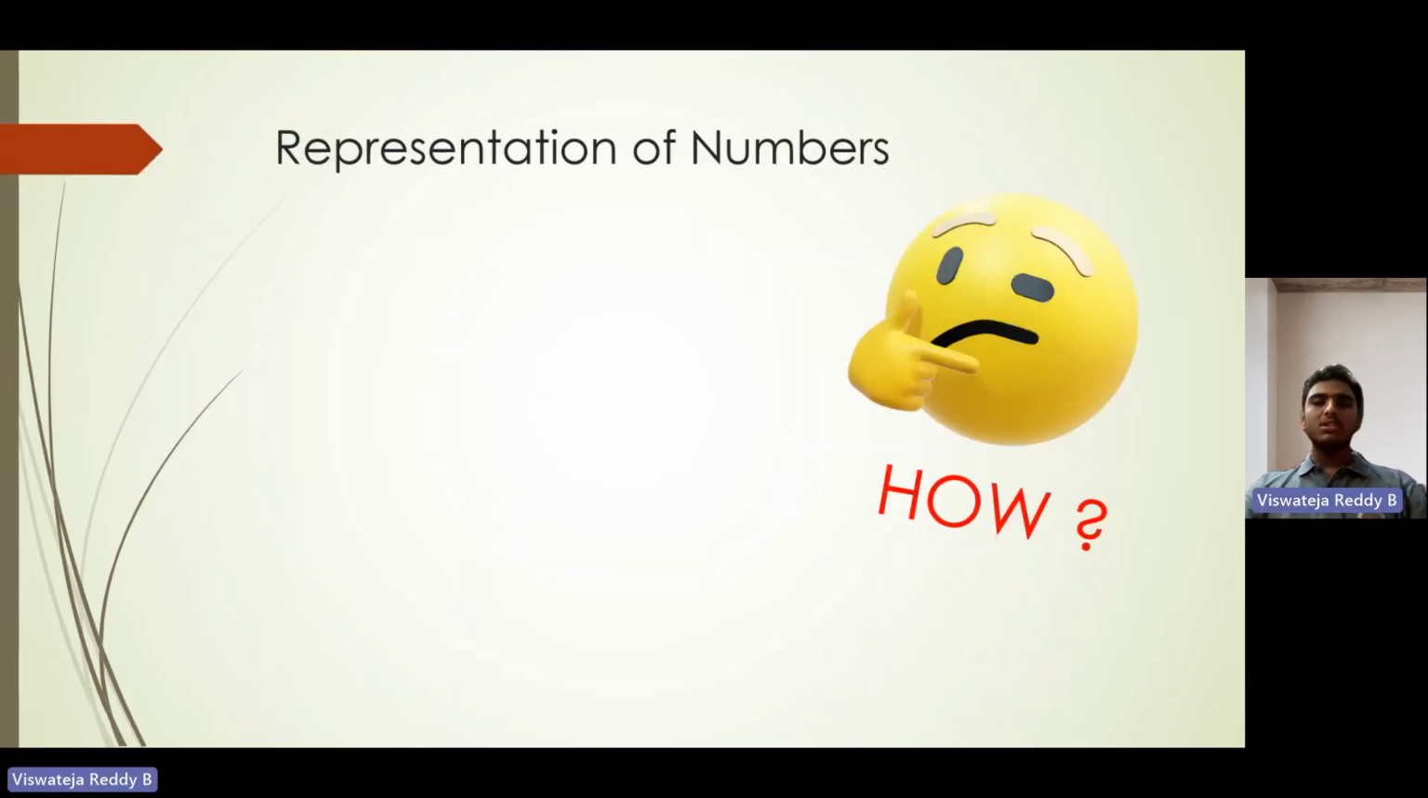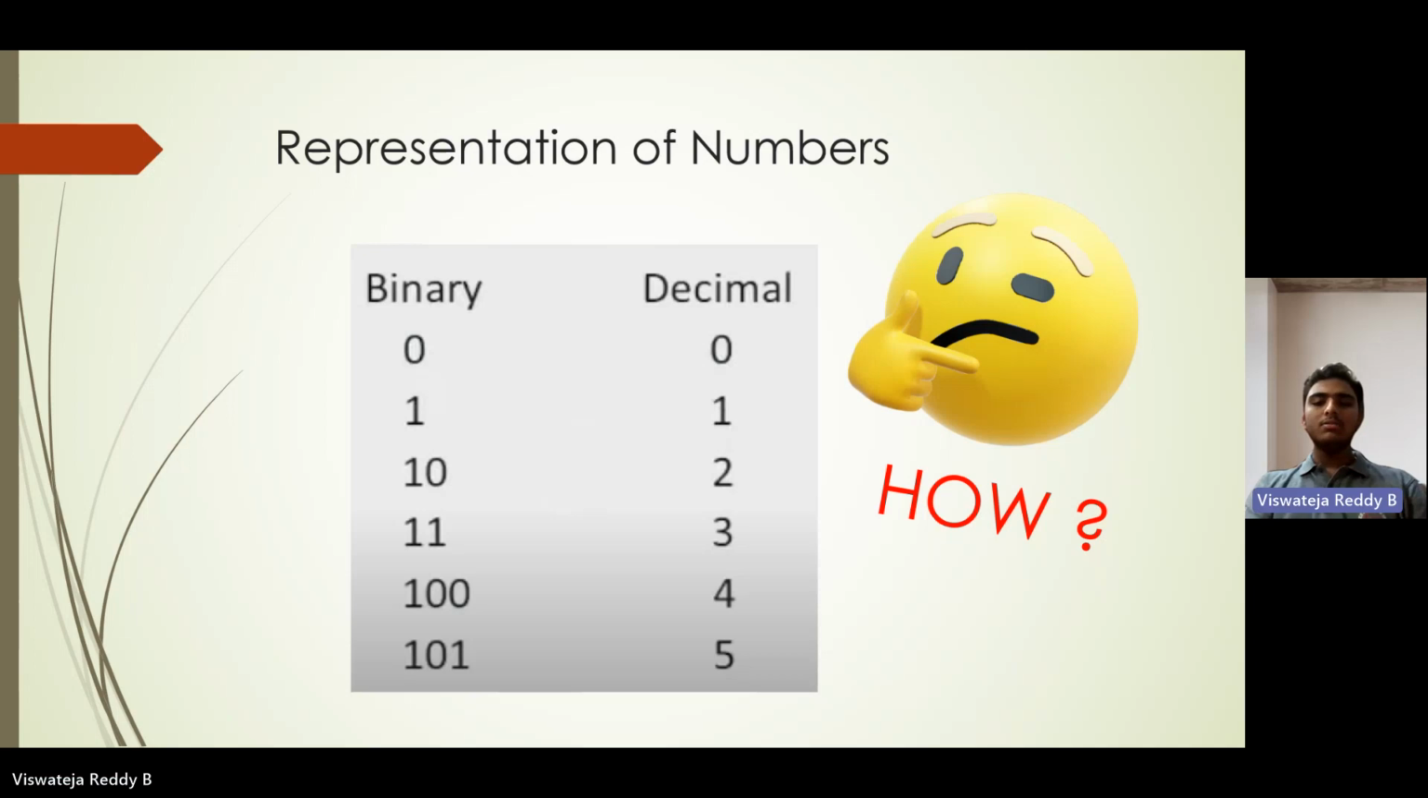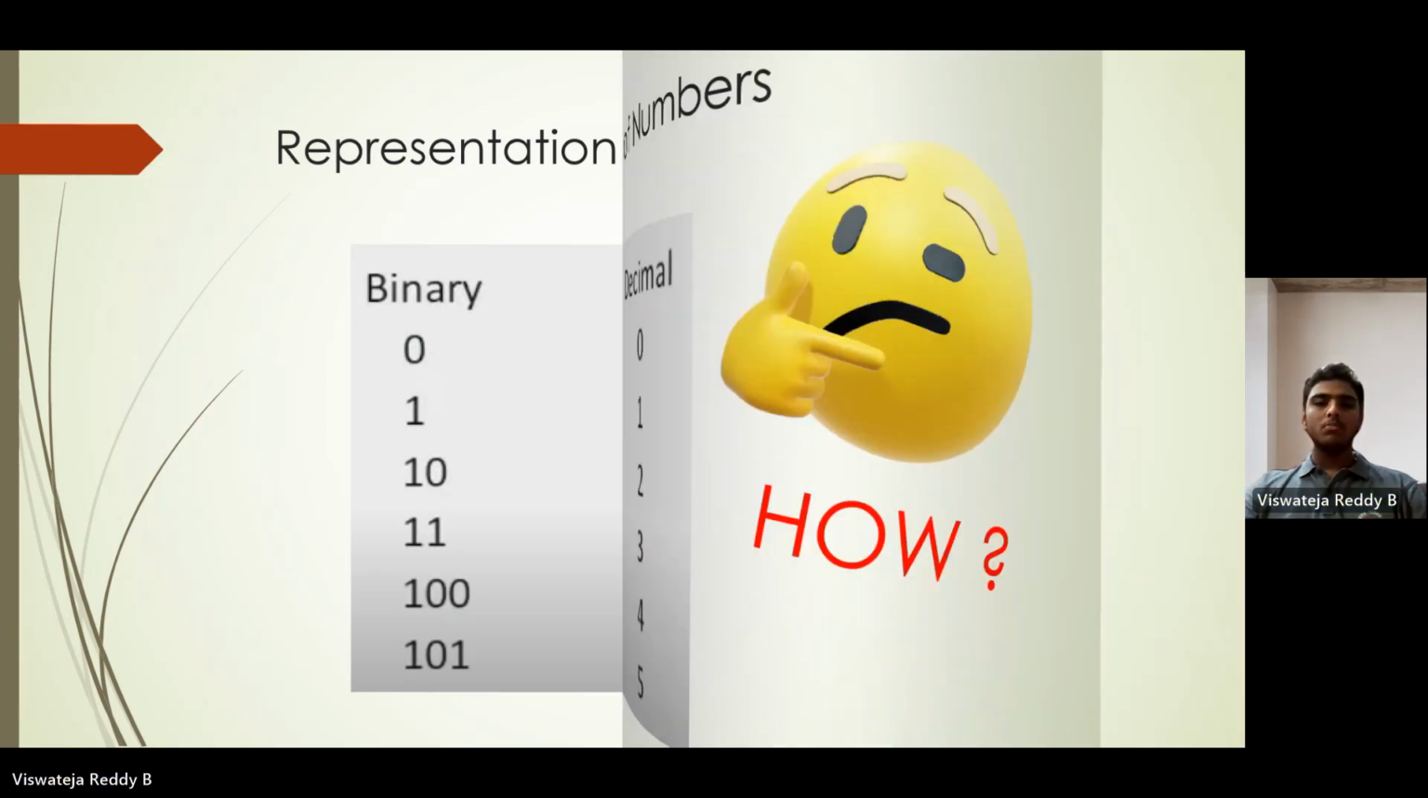Now let's see the representation of binary numbers. Decimal numbers from 0 to infinity are represented using binary numbers with a combination of ones and zeros. 0 is represented as 0, 1 is represented as 1, and 2 is represented as 10. 3 is represented as 11, 4 as 100, 5 as 101, and so on.